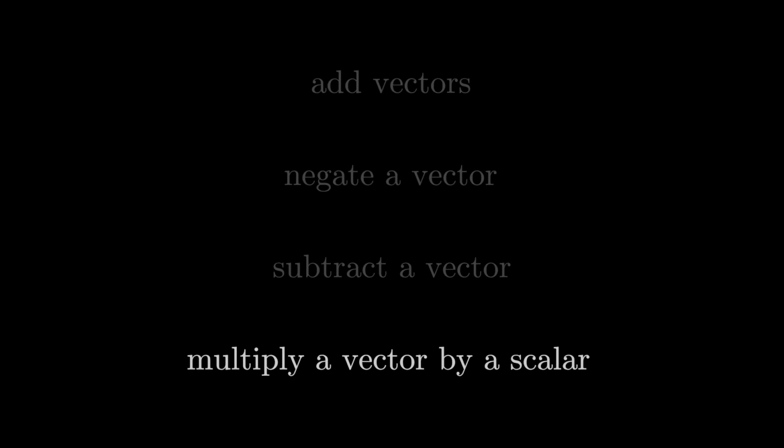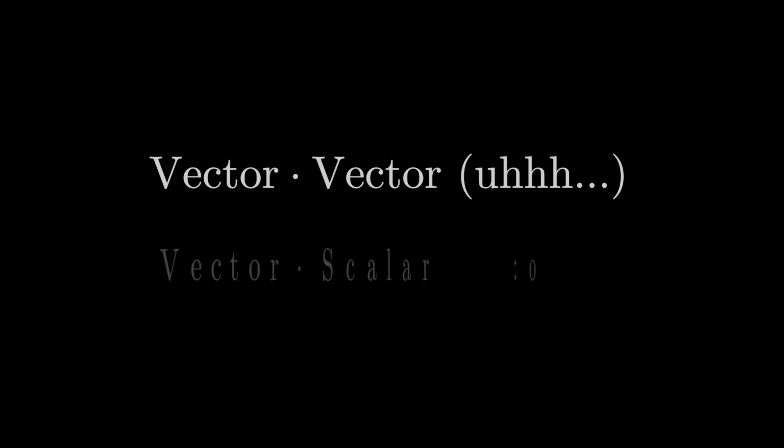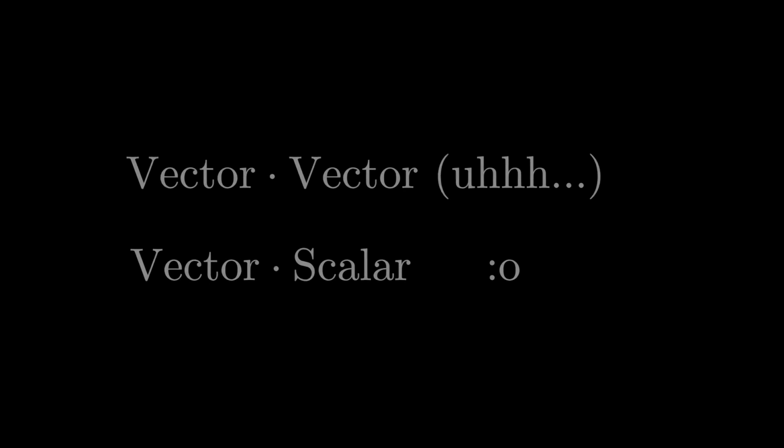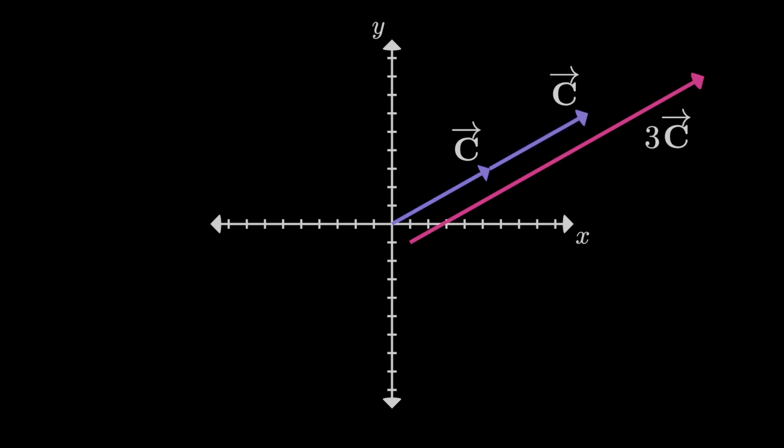Notice here that we're not talking about multiplying a vector by a vector. That's a whole different beast, and we will cover that eventually. But for now, we're only talking about multiplying a vector by a scalar. If we have some vector and we want to multiply it by some scalar, maybe 3 for example, all we have to do is take this vector and scale it up so that it's 3 times its original magnitude. And that's all there is to it.